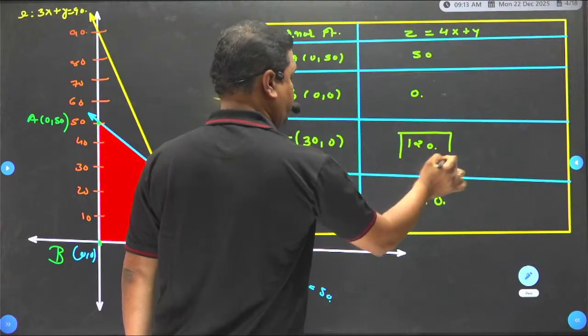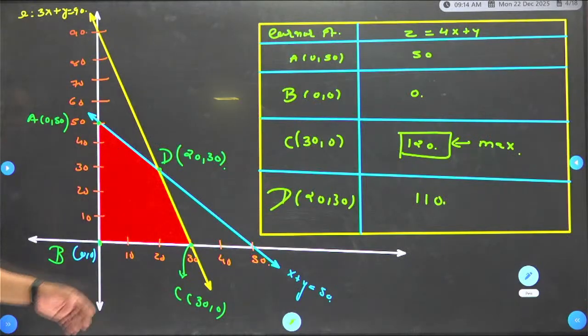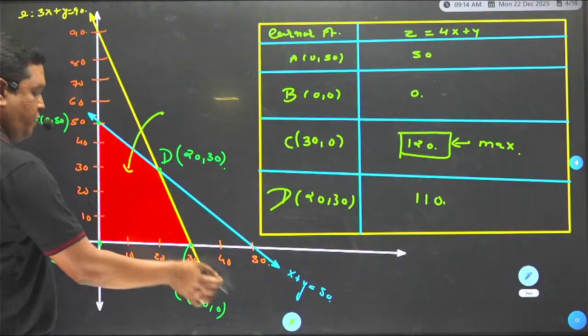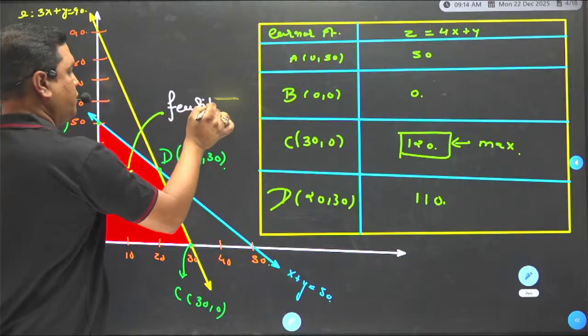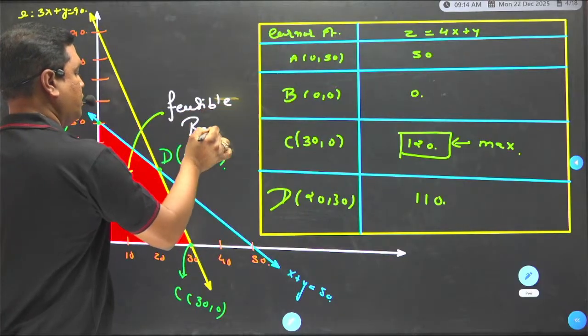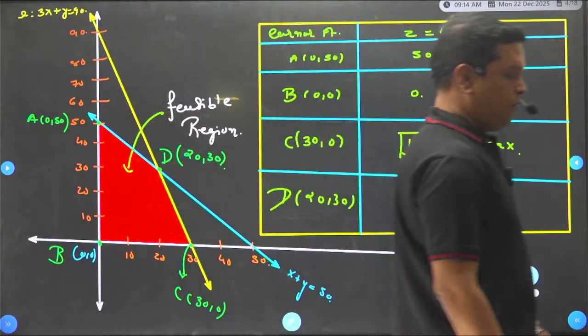So is it maximum? So maximum at which point? 30. Okay. This one is called the feasible region. Which region? Feasible region. Write down: feasible region.